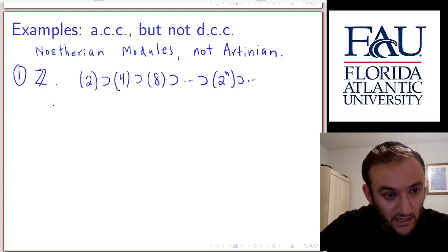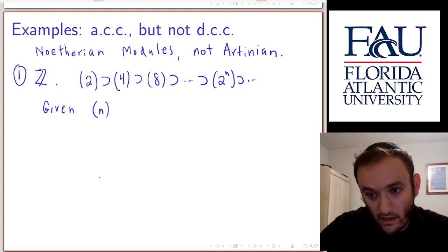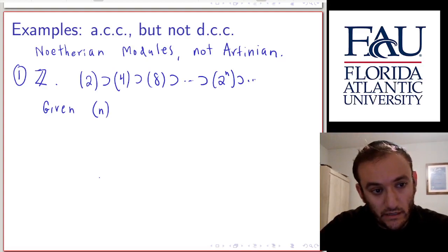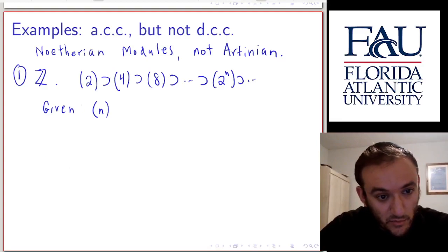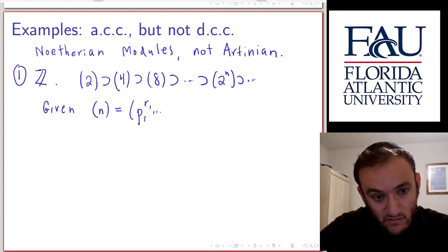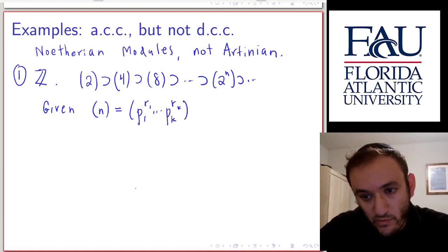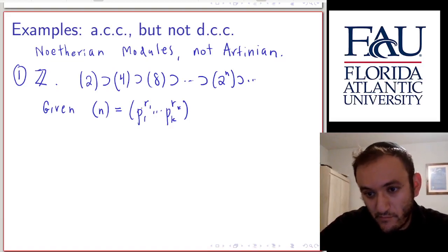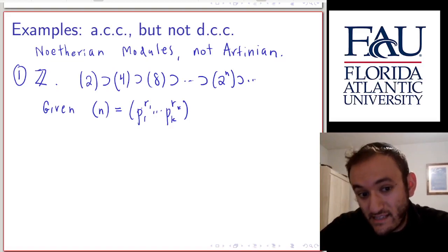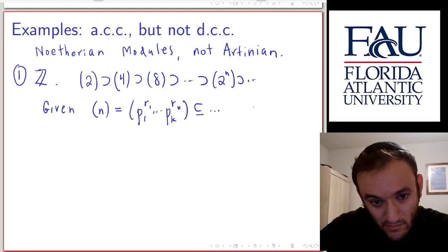On the other hand, given some ideal n inside of Z, and every submodule of Z can be expressed in this way since it's a principal ideal domain, this will be written as p1 to the r1 times up to pk to the rk. So there are only so many prime factors. If you're going to make this bigger, you're going to have to shed some of these prime factors, and that process has to eventually stabilize. So any such sequence must stabilize.